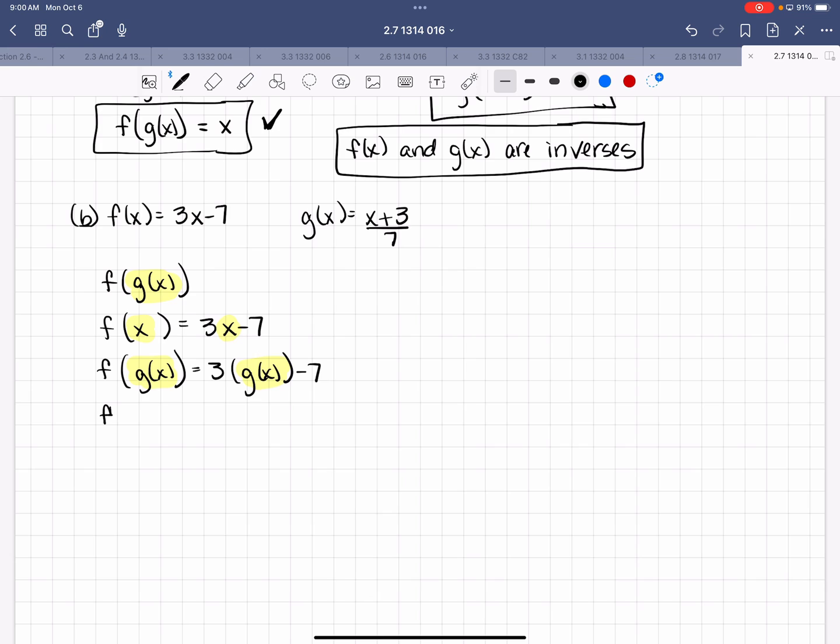Okay? Well, what does g of x equal? Yeah, (x plus 3) over 7, right? So this is 3 times (x plus 3) over 7, minus 7. So everywhere I saw g of x, I put in (x plus 3) over 7. Okay, I'm going to keep going.